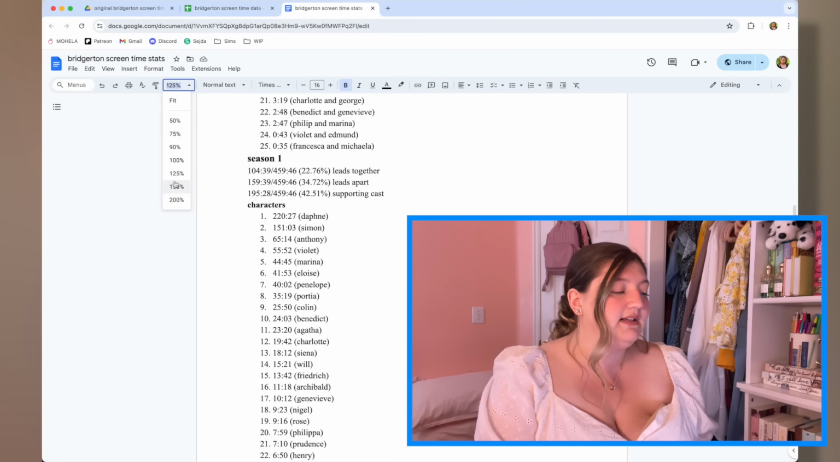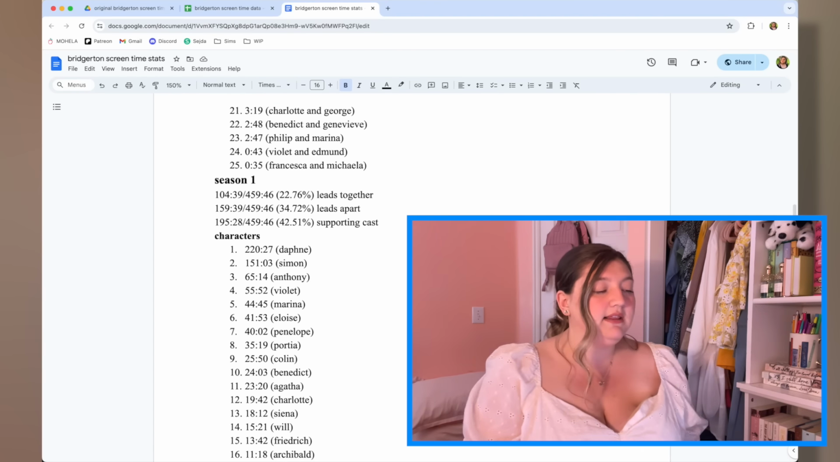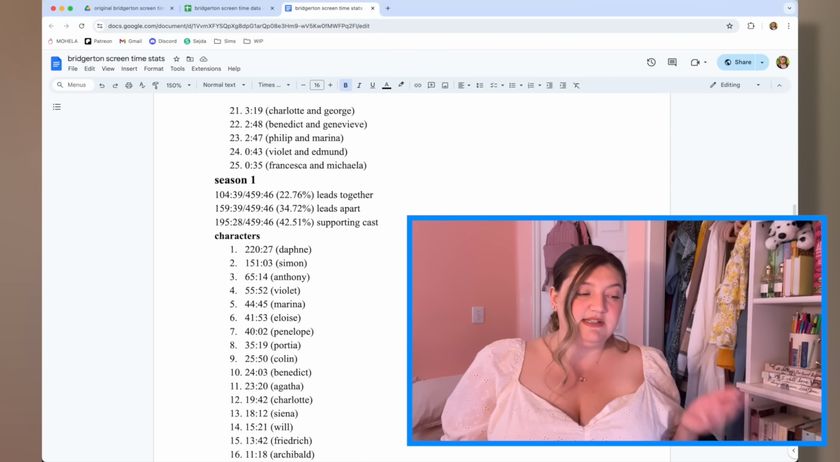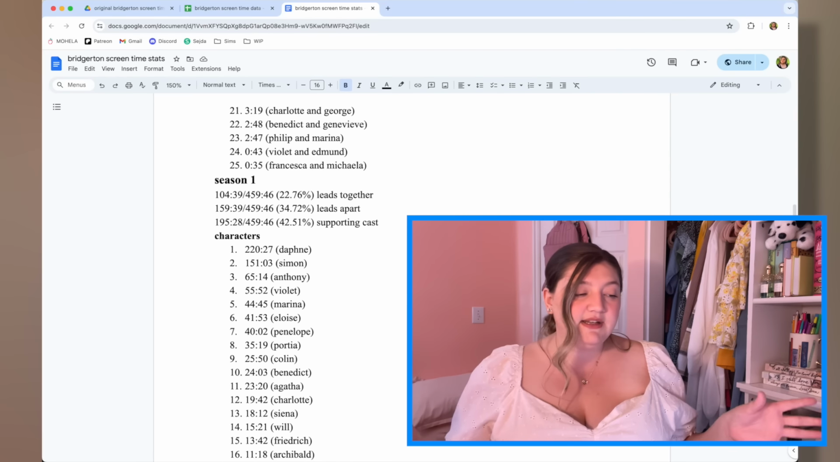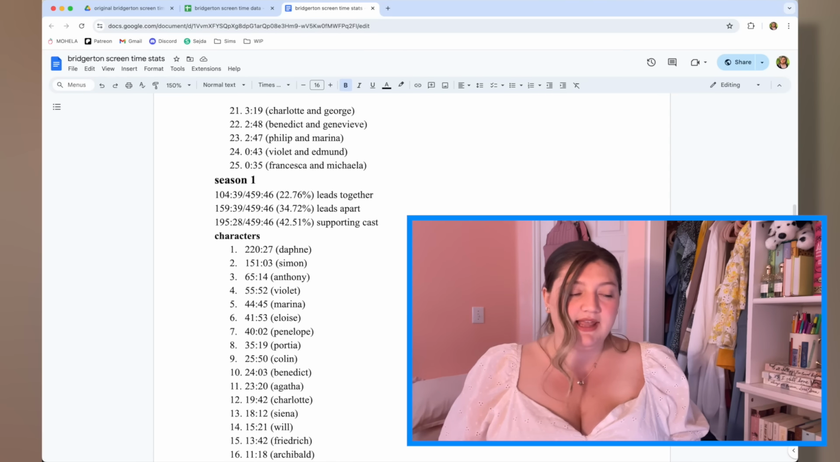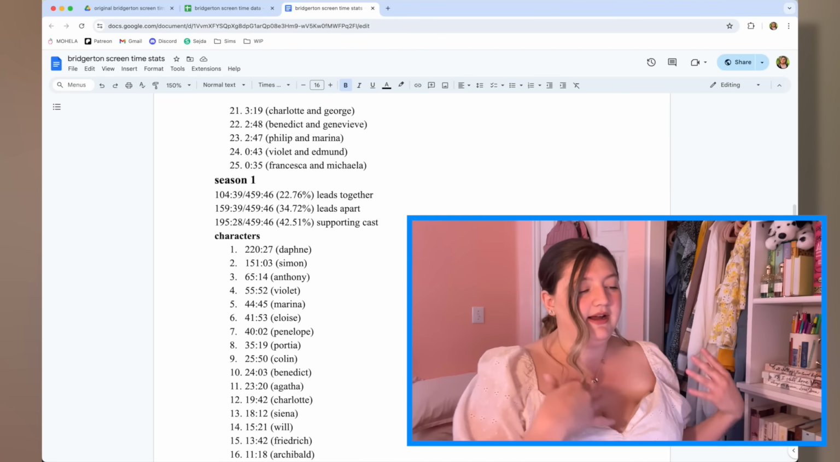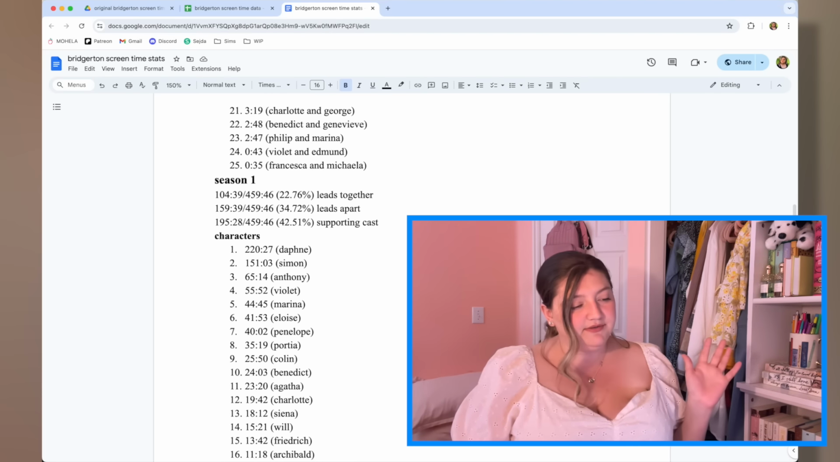You know, maybe I should have been doing this on 150% this whole time. Yeah, well, better late than never. About 22% of season 1 is composed of the leads together. About 34% of it is the leads apart, and about 42% of it is the supporting cast. And I suppose I could have a separate category here that is leads overall, mixing the first two categories, but you can sort of do that math on your own.